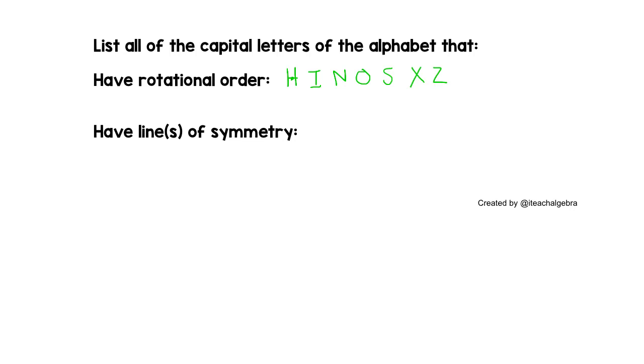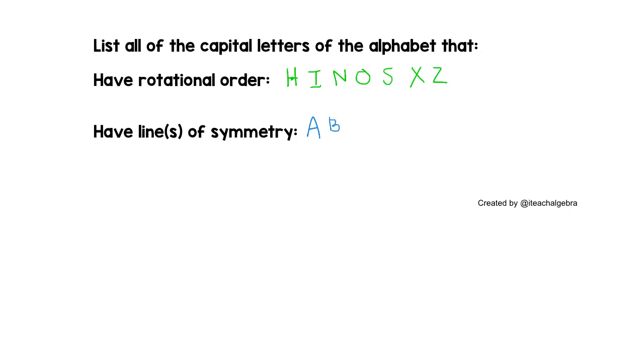Now, letters with lines of symmetry. Pause here. Give me 2 letters that have lines of symmetry. There are 16. Ready, set, go. All right, here they are. A has a line of symmetry.